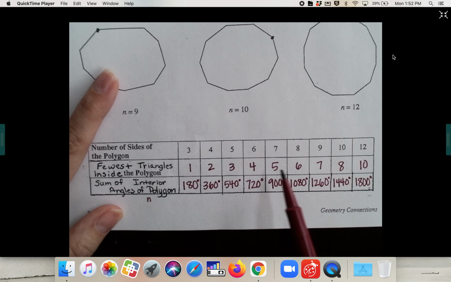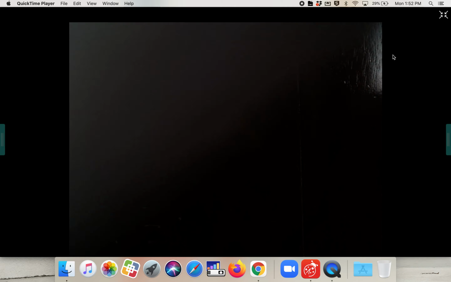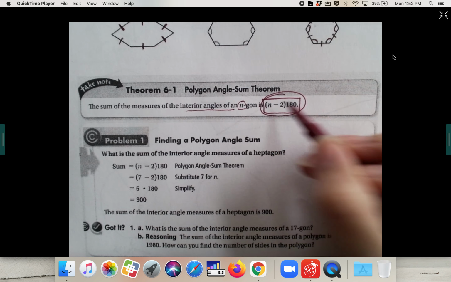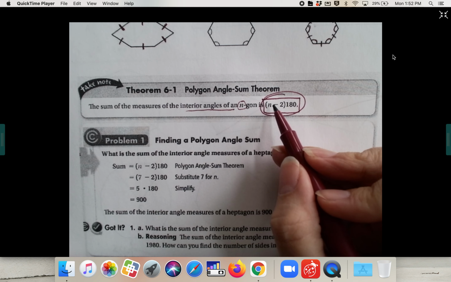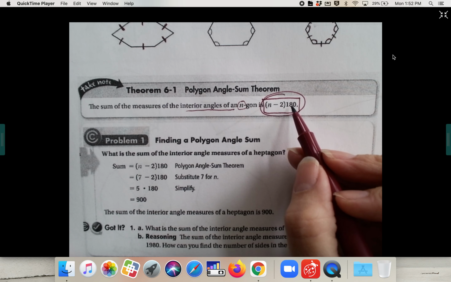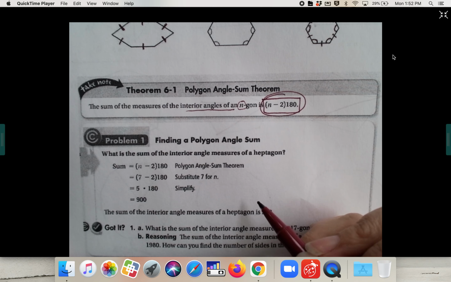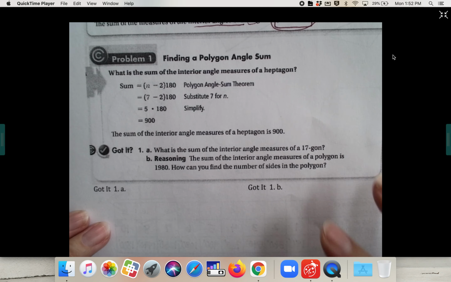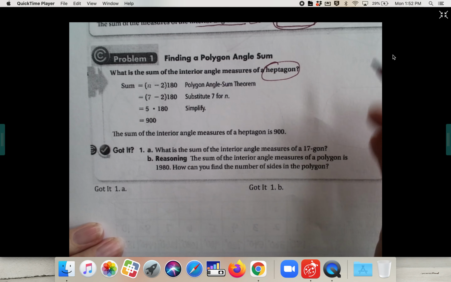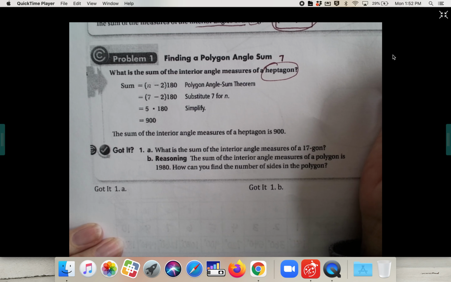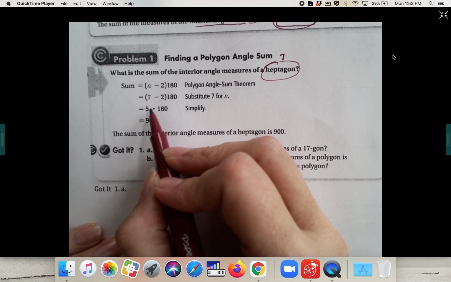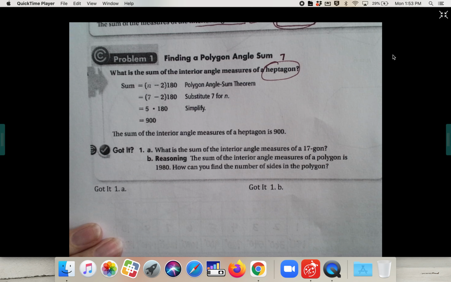So what we did was we figured out the equation. The number of sides in a polygon, subtract 2 from it first, and then multiply that answer times 180, and that will be the number of degrees. So they've given us an example. They said, what about a heptagon? I'm not sure if you remember what a heptagon is, but it's a 7-sided shape. So they have taken 7 and put it in for n. 7 minus 2 is 5 times 180, which is 900.